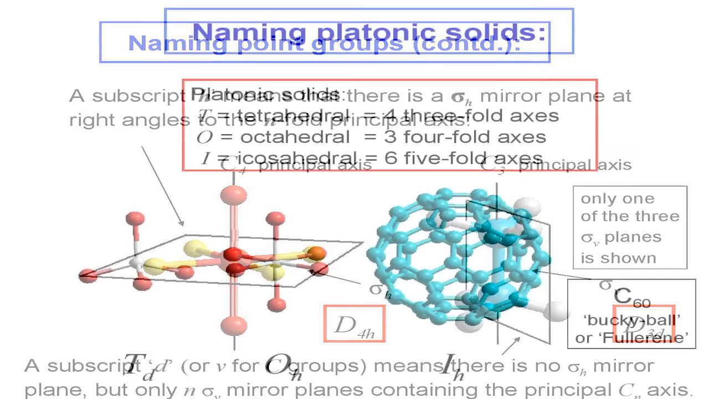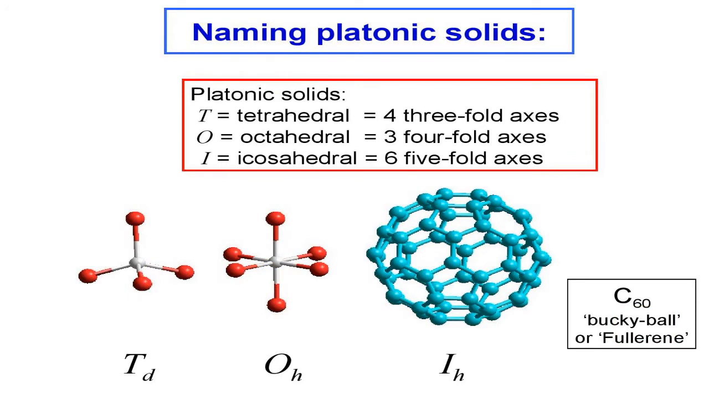Okay. Next, we move to naming the platonic solids. Platonic solids are solids which have very high symmetry. For example, tetrahedral, octahedral, icosahedral. If you see the tetrahedral molecule, the point group of the molecule is TD. Octahedral, the point group of the molecule is OH. And icosahedral, the point group of the molecule is IH. An example of an icosahedral molecule is C60, that is buckyball fullerene.